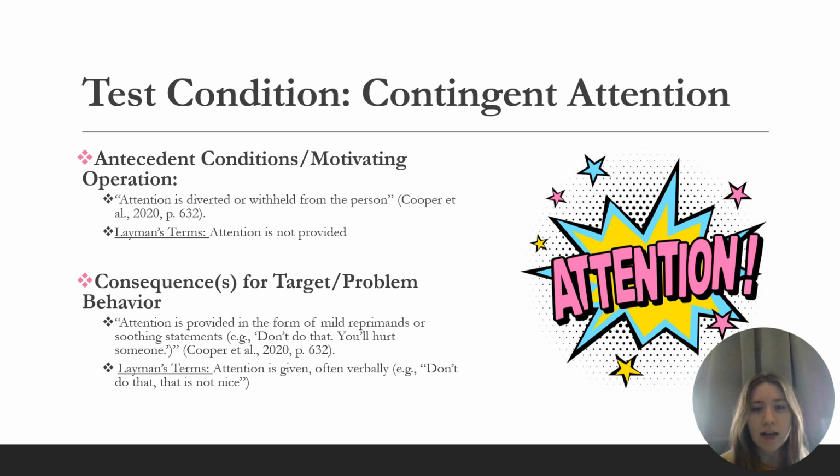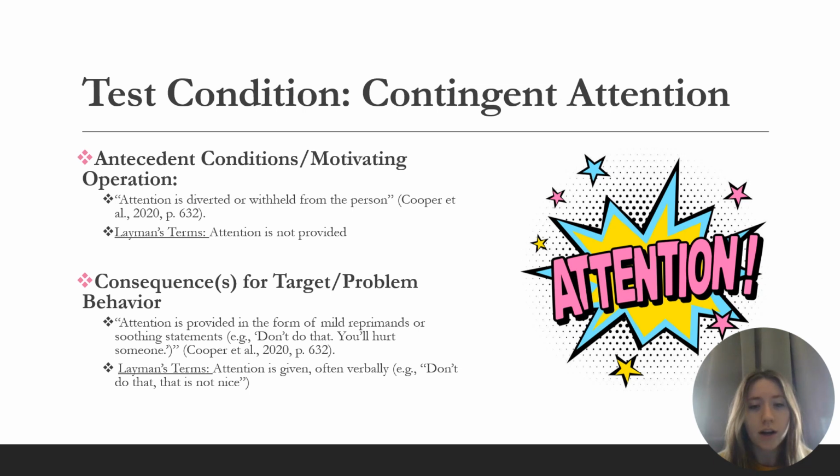The first test condition I'm going to discuss is the contingent attention condition. The antecedent conditions or motivating operation is described in the behavior analysis book by Cooper, Heron, and Heward as attention is diverted or withheld from that person. In layman's terms, this means attention is not provided.